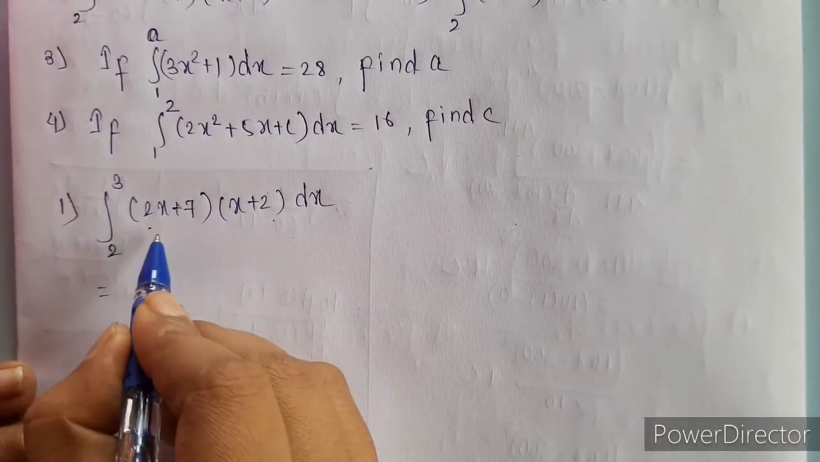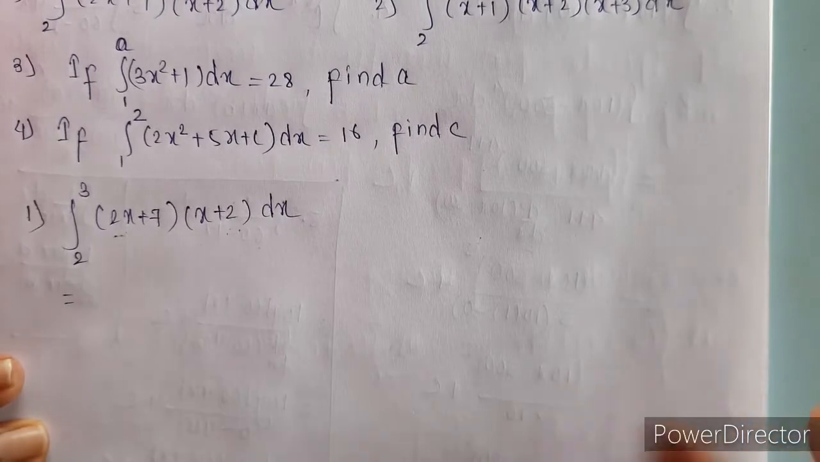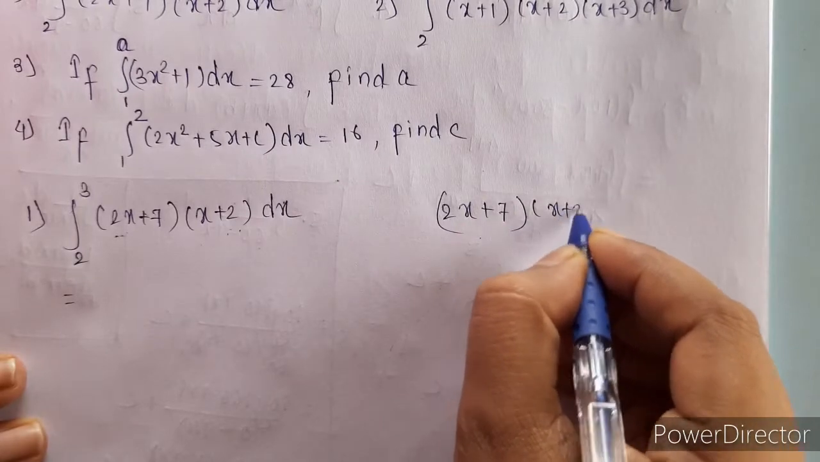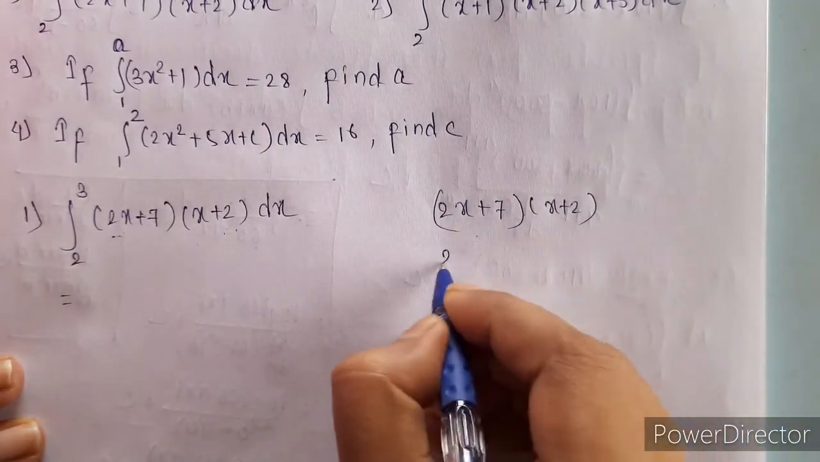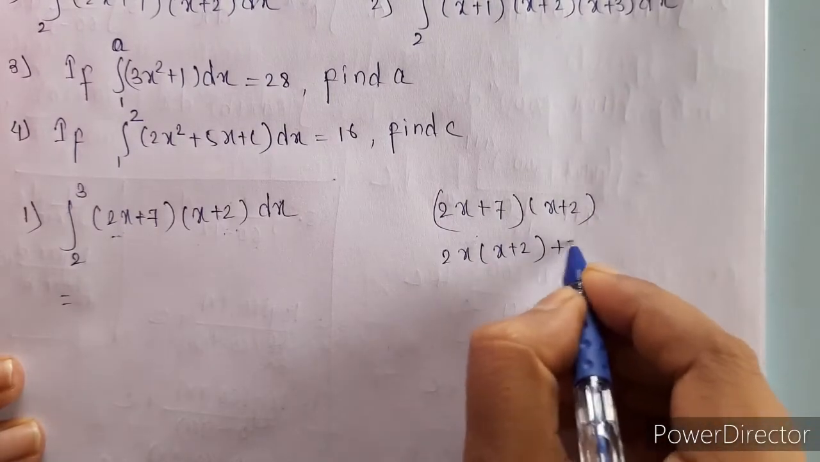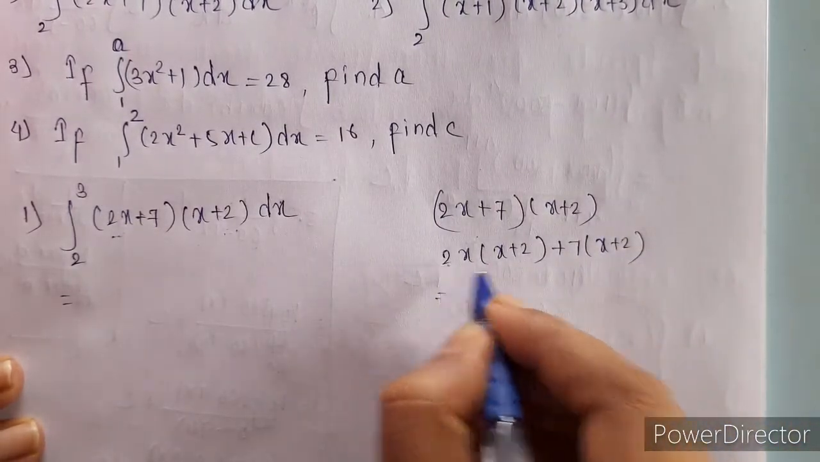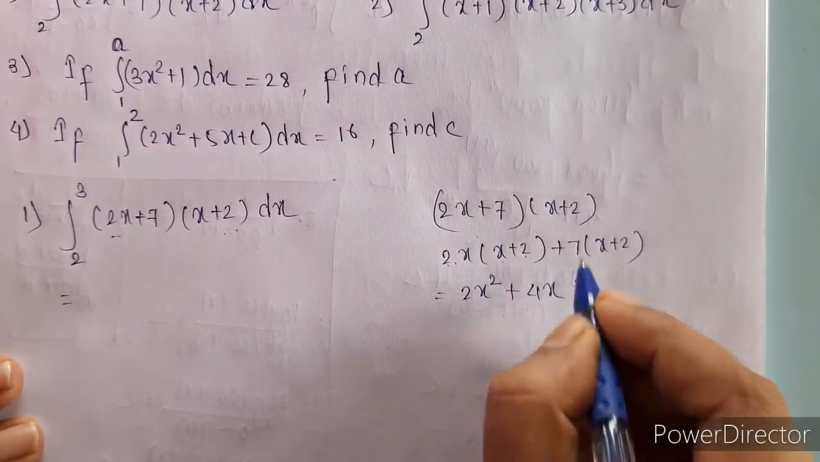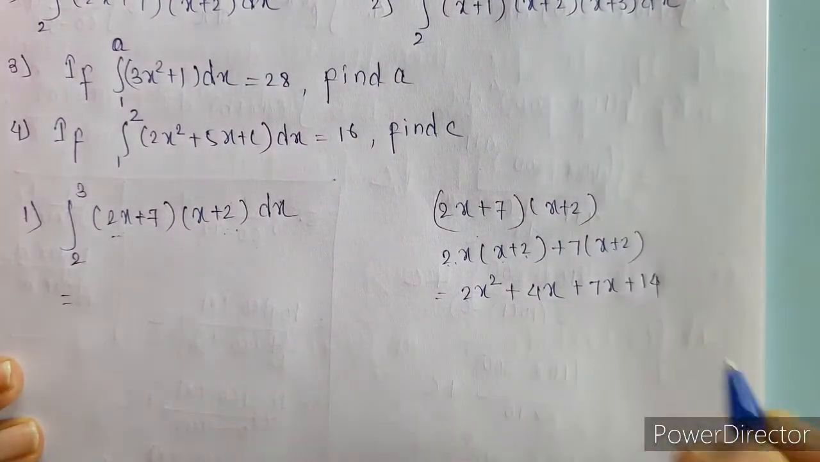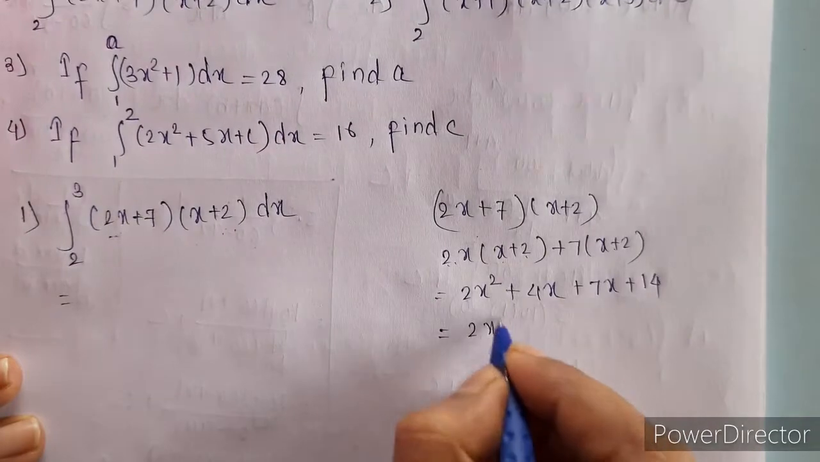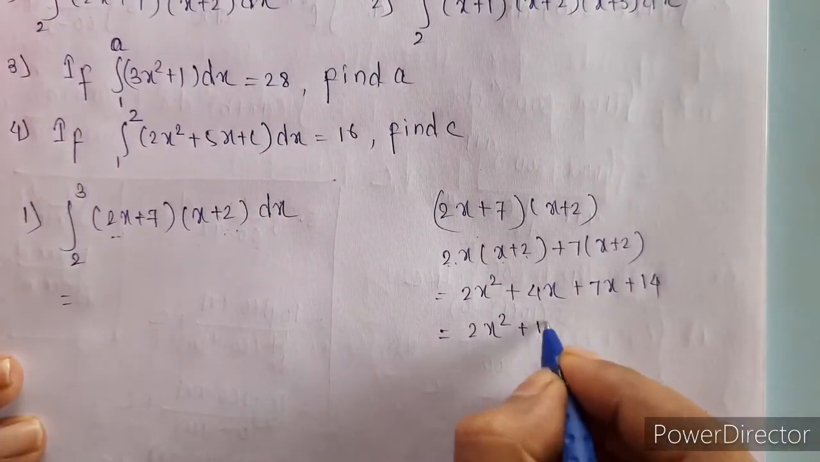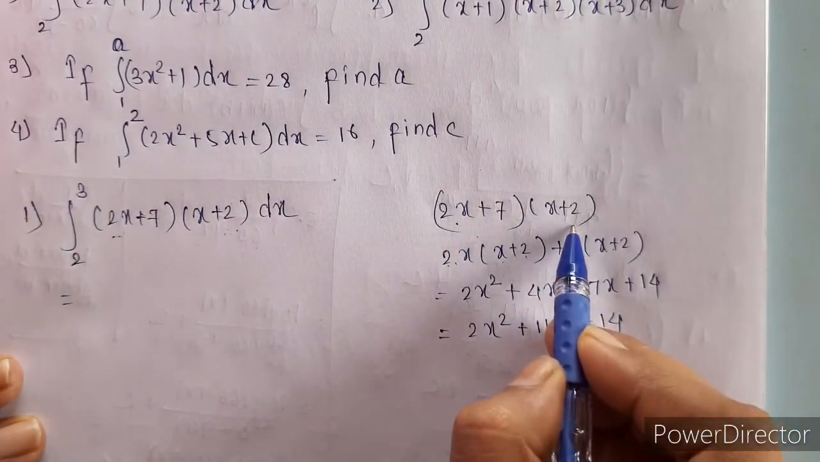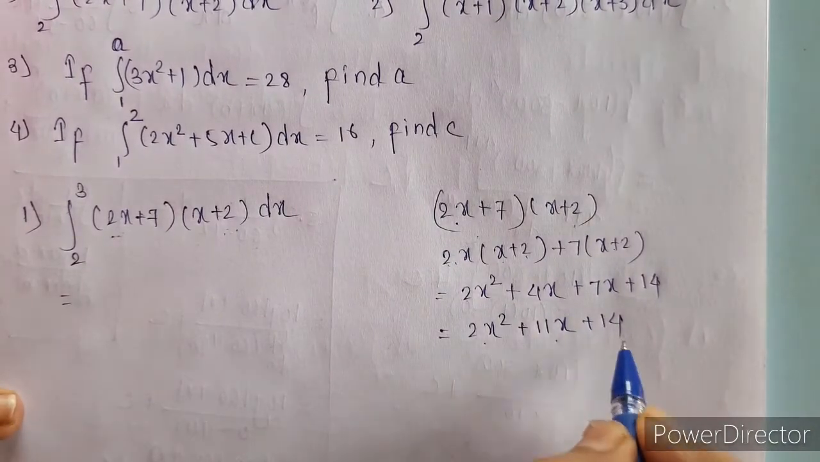First thing we have to do is simplify this. We have 2x plus 7 multiplied by x plus 2. Multiply 2x with x plus 2, plus 7 with x plus 2. So 2x into x is 2x square, plus 2x into 2 is 4x, plus 7 into x plus 7 into 2. We can write this as 2x square, 7 plus 4 is 11x, plus 14. So the product of these two is nothing but 2x square plus 11x plus 14.